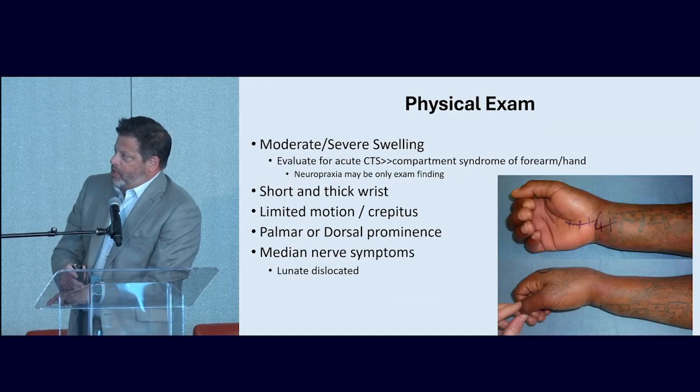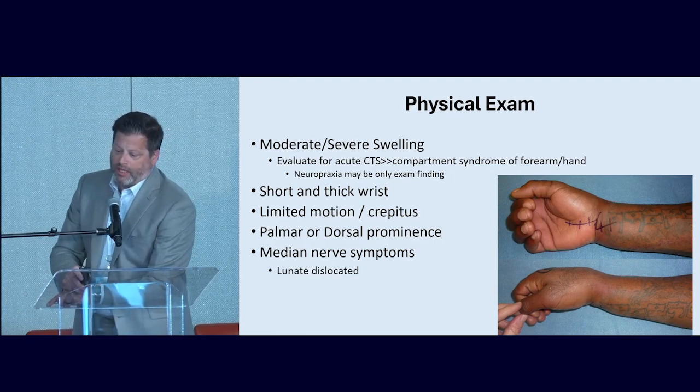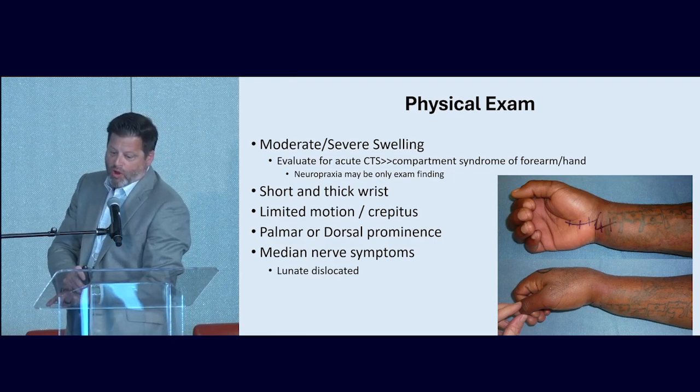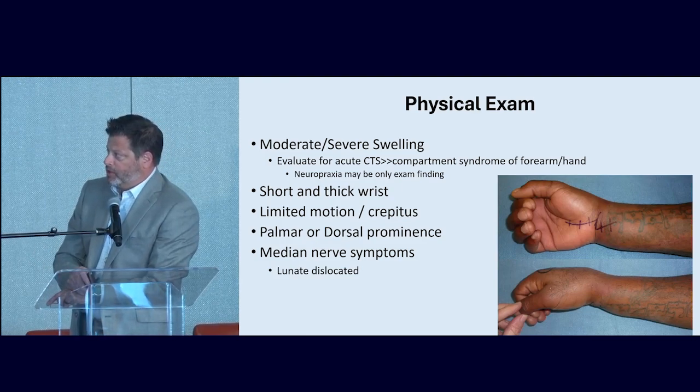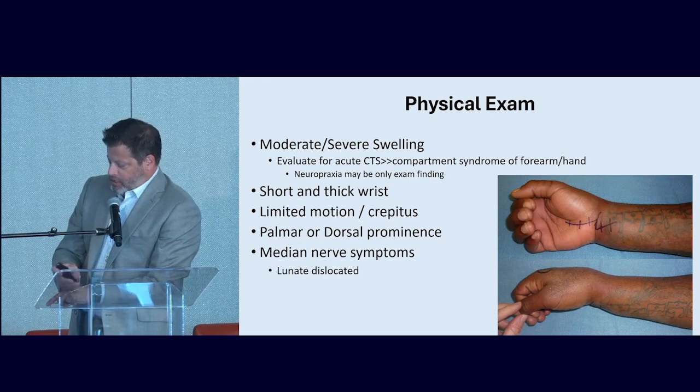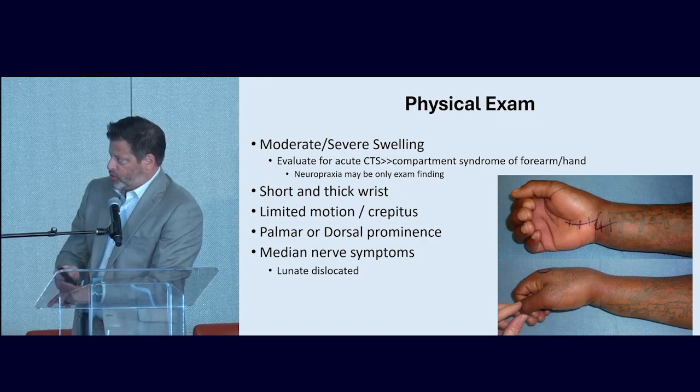So the physical exam, they usually come in with very severe swelling. One of our first evaluations is looking for acute carpal tunnel syndrome. Some actually almost present like a compartment syndrome of the forearm, and neuropraxia, and some of the more subtle findings may be the only thing that we see in some of these patients. And again, in one of my patients here, you can kind of appreciate the short and thick wrist. They have limited range of motion, crepitus. They may have a palmar or dorsal prominence, as you see in this patient, and then the median nerve symptoms secondary to that lunate dislocation.